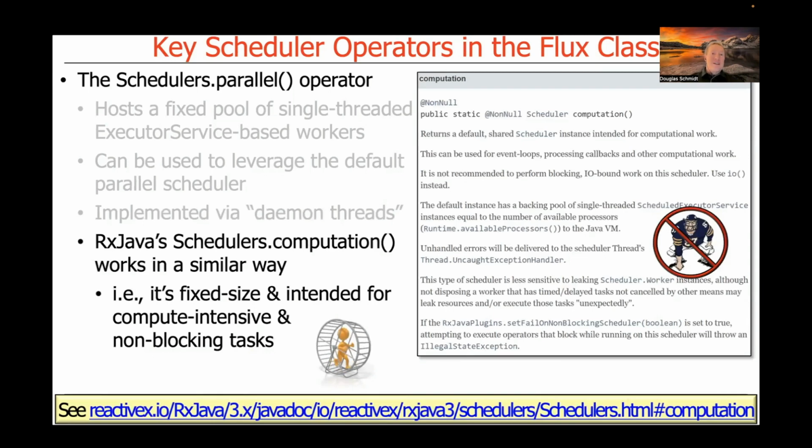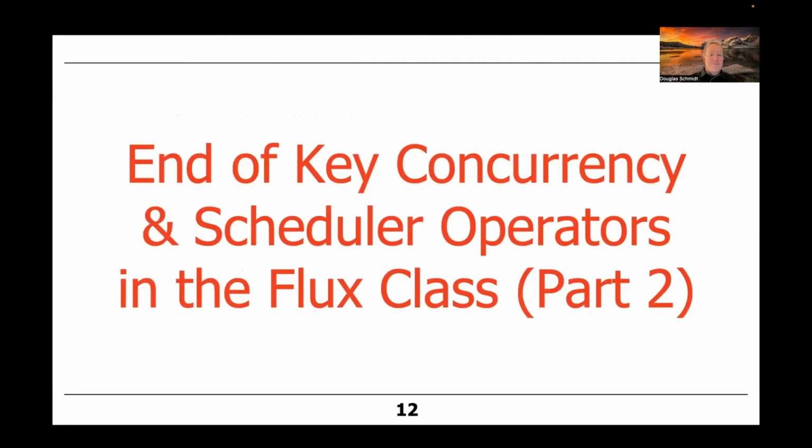RxJava has a method on its Schedulers class called computation that behaves in a very similar way. It's also fixed size. It's intended for these compute-intensive or CPU-bound non-blocking tasks. And so if you try to mix and match things and do blocking operations in the wrong pool, you'll typically get an exception. So that's the end of the discussion of the parallel operator.